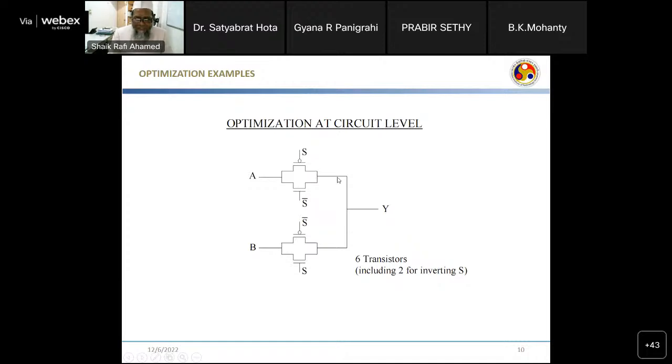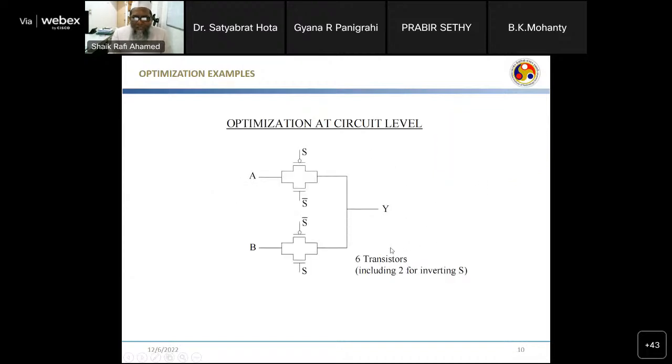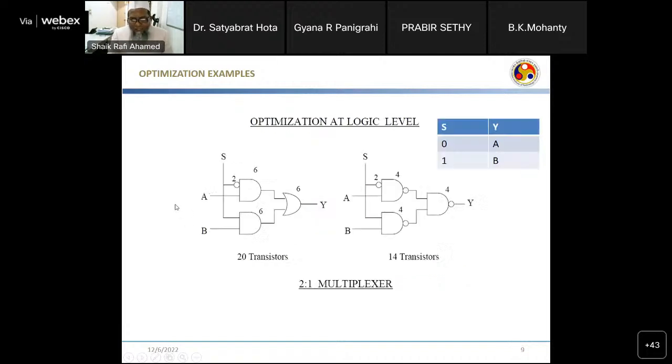So we are reducing the number of transistors from 20 to 14 using the optimization at logic level. With optimization at transistor level, we can further reduce to 6 transistors. This is transmission gate logic. This also will perform the same operation as that of the 2x1 multiplexer circuit that we have represented here.